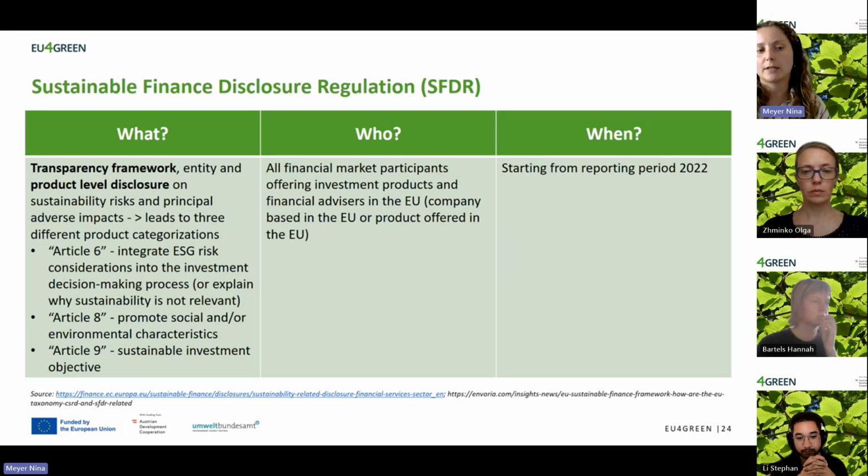Article 6 products integrate ESG risk considerations into the investment decision-making process, or you have to explain why ESG is not relevant to you. Article 8 products promote social and/or environmental characteristics, and Article 9 products have a sustainability objective. And this one applies to all financial market participants offering investment products and financial advisors in the EU. It started from 2022.